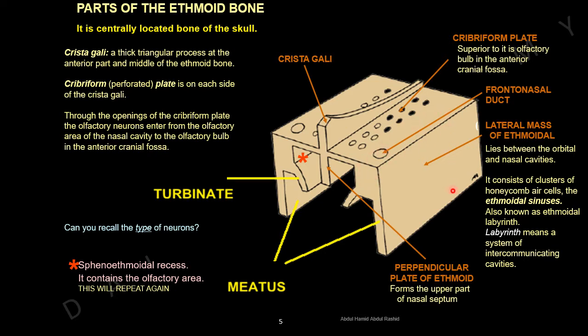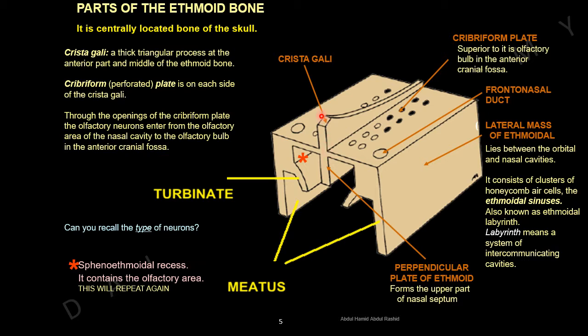This is lateral mass of the ethmoid bone, lying between the orbital cavity on its lateral side and nasal cavity on its medial side. It consists of clusters of honeycomb air cells, the ethmoidal sinuses, also known as ethmoidal labyrinth. Labyrinth means a system of intercommunicating cavities.